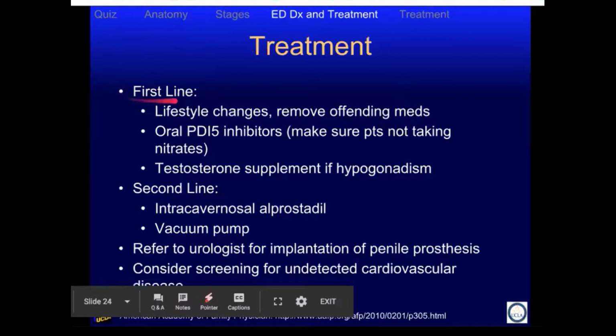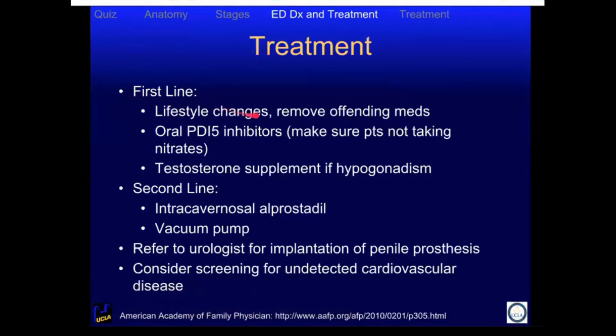So typically, first line, if you know what the causative agent is, then you're going to address that immediately, remove medications that might be leading to ED or change the meds, and then you start off with oral PDE inhibitors. And then if they have hypogonadism, you can give them testosterone supplements to normalize their testosterone.